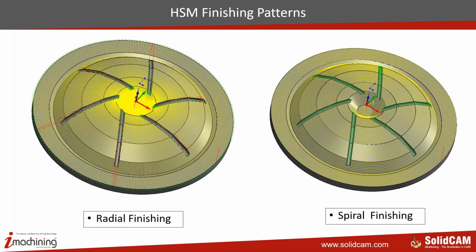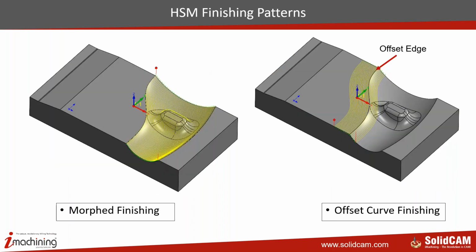And then we have the radial and spiral finishing. They are more or less self-explanatory. Morphed machining, where you can provide two curves and it will respect the pattern that will start from curve 1 and finish at curve 2 while machining the surfaces or while machining the part underneath. And then we have the offset curve finishing, where you just pick one curve and it will just keep offsetting the toolpath either on one side or on both sides.